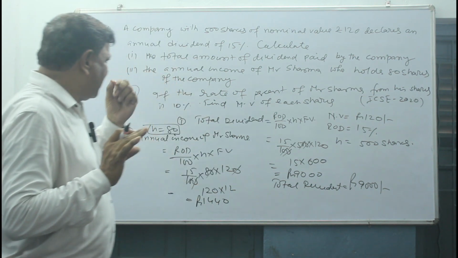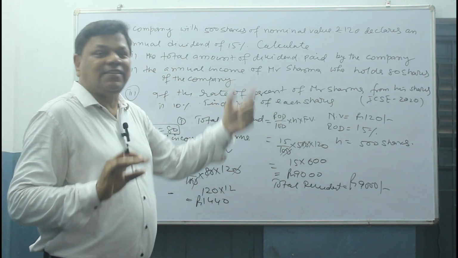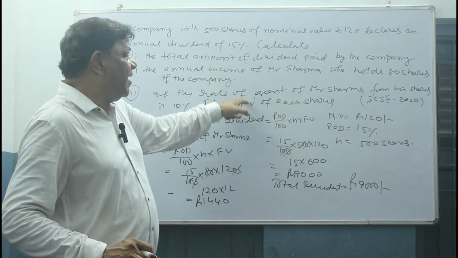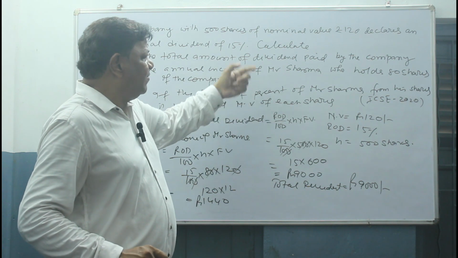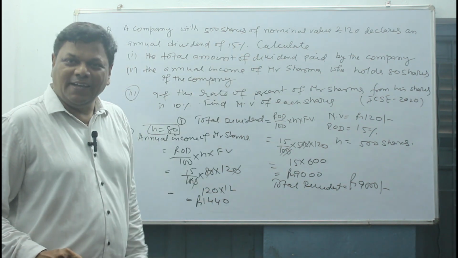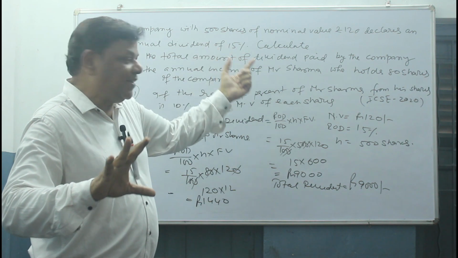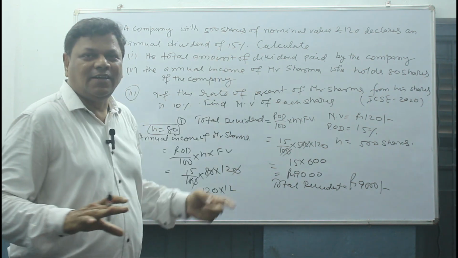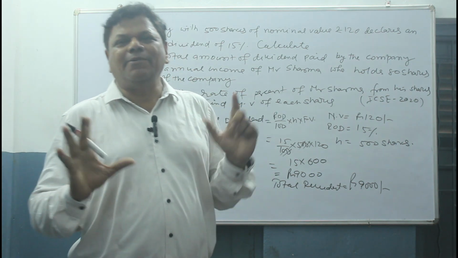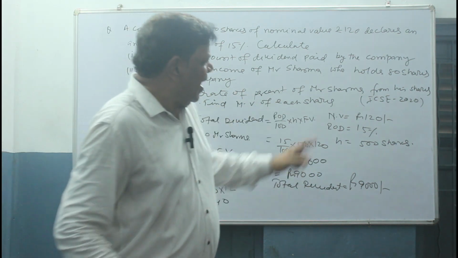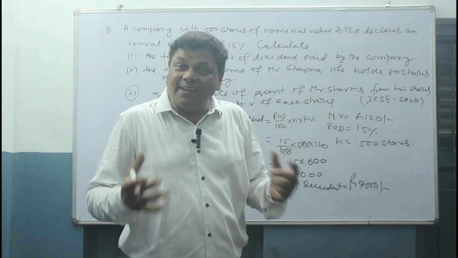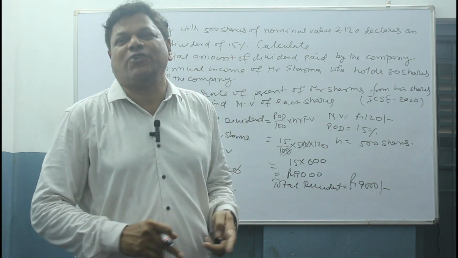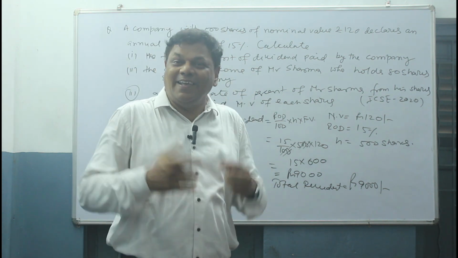Now the third part, what they are saying: if the rate of percentage of Mr. Sharma from his shares, means this sum is related not with the earlier sum, it is related with Mr. Sharma. So that you don't get confused, don't take 500 there. So Mr. Sharma's return from his shares is 10%. Mr. Sharma is saying my rate of return is 10%. The company is saying I am giving you 15%. His rate of return is less. That means of course the market value is more than 120. That is why his return is less.